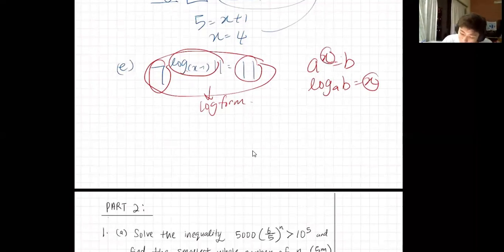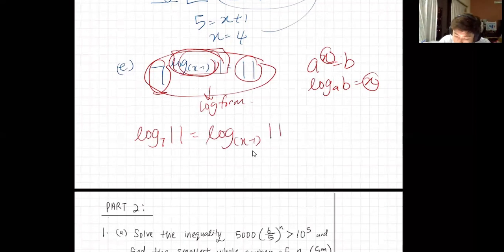So what I do here is that I will straight away change it to log base 7. This is the base because this is the one with the power. Log base 7, 11 gives you the power. The power is the whole thing, because it sits on top of the 7. So you get log base x minus 1, 11.